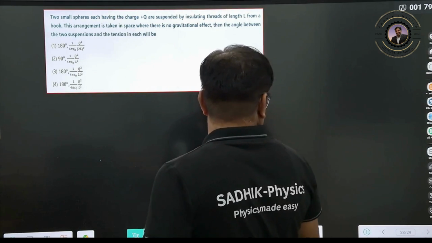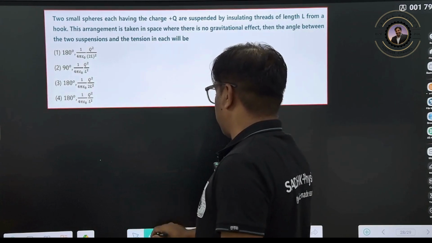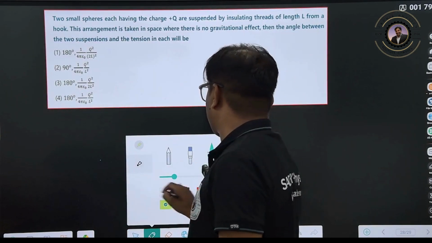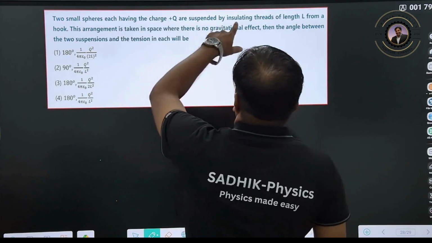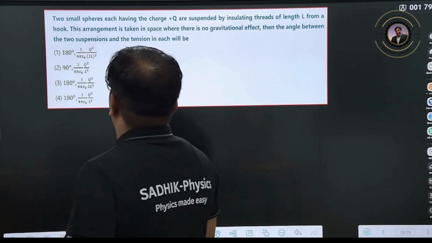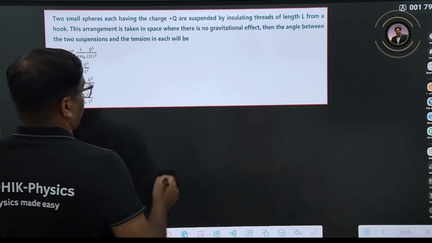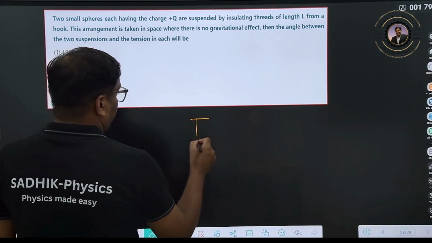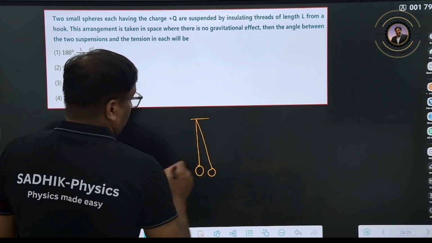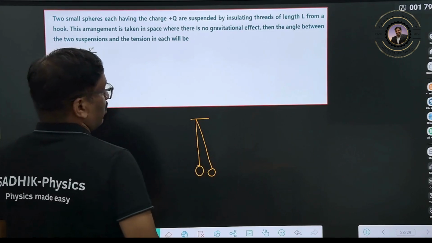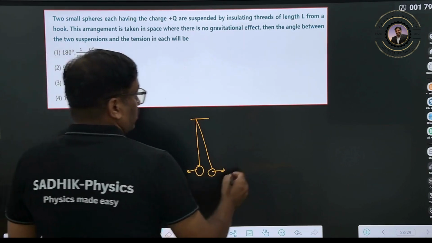So this is also one of your NEET questions, a very simple question. Two small spheres having charge q are attached to insulating threads of length L. In this arrangement, in space where there is no gravitational effect, find the angle between them. So there will be one sphere here, and one more sphere here. There is no gravity, so only one force will be there, that is repulsion force, because they are identical.